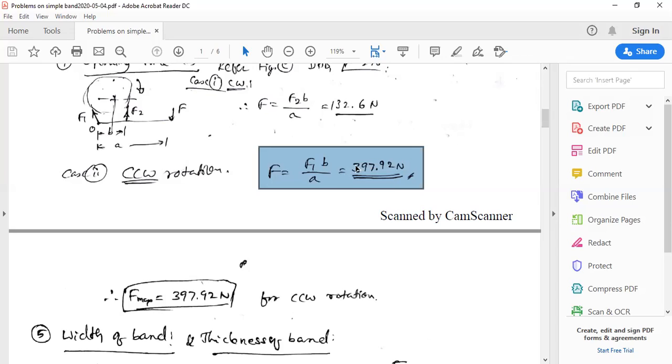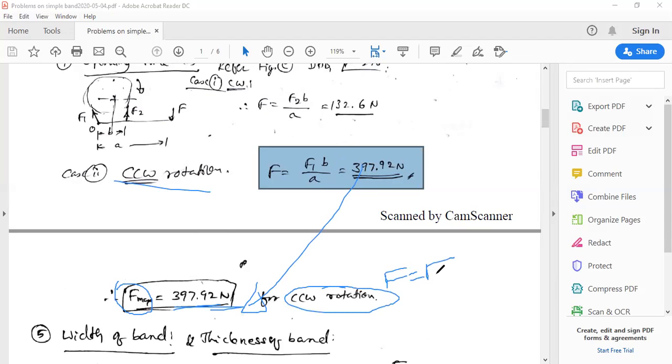So if you compare these two, for counterclockwise rotation the value of operating force is maximum. Hence we can write the F max value as 397.92, which is taken from this expression, that is for counterclockwise rotation. So for counterclockwise rotation the value of F is said to be maximum, that is F max. So that we have to identify here.